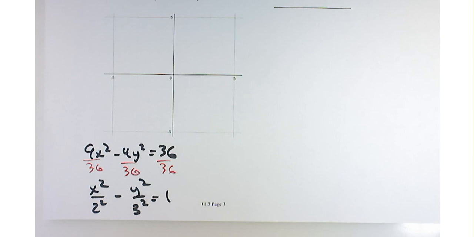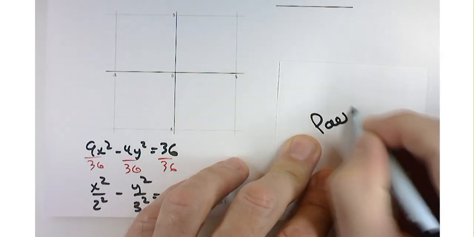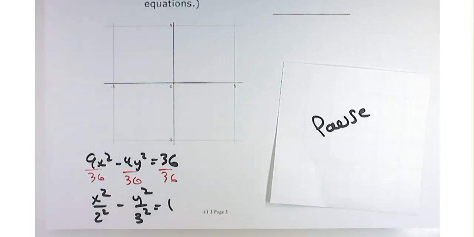Which way is this open? Left and right or up and down? Good. Left and right. Yeah, well done. All right, so I'll let you work on this for a little bit. I'll walk around. If you're having some problems, let me know. If you're watching this later on YouTube or something, then pause the video, finish graphing it, then come back.